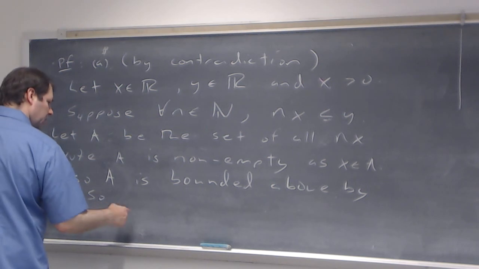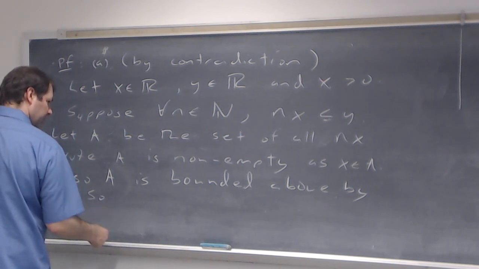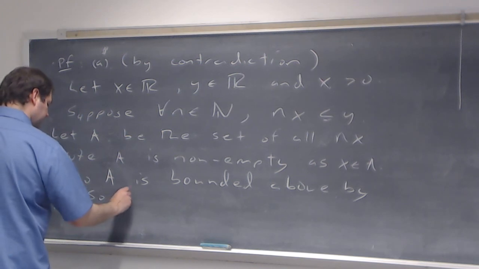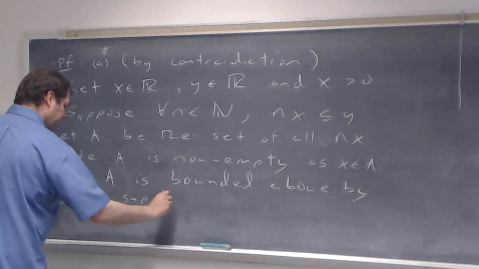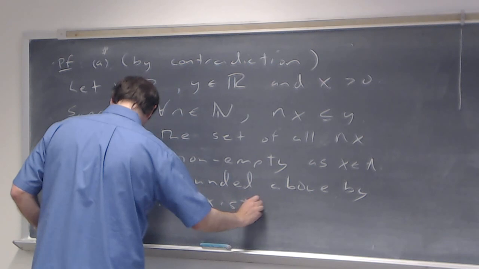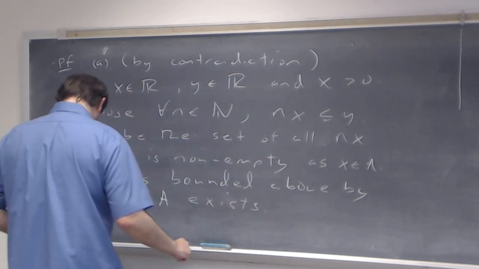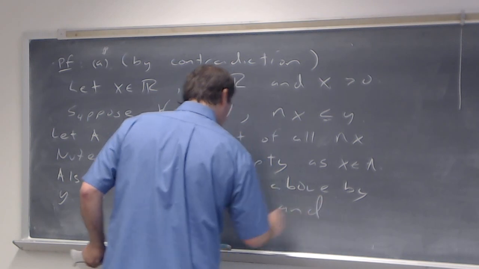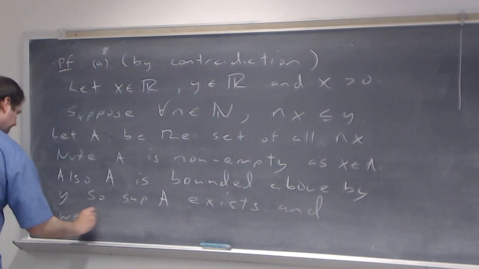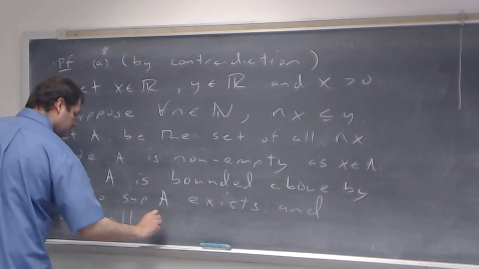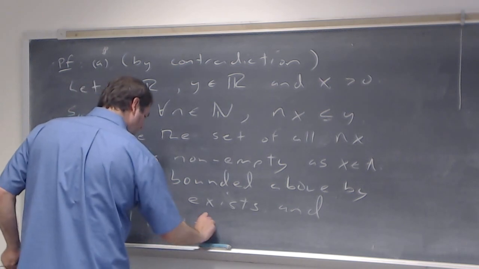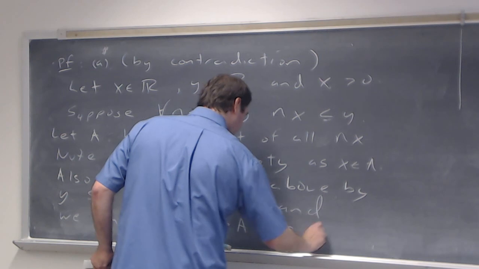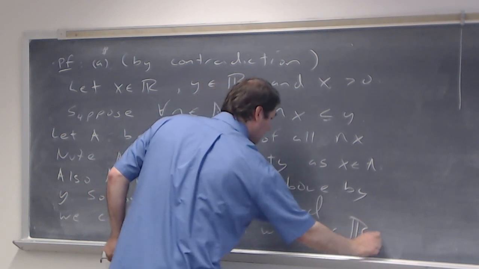And so because we're talking about the real number system, the real number system has the LUB property. So the supremum of A exists, and let's give it a name. We call it alpha equals the supremum of A, with alpha being a real number.